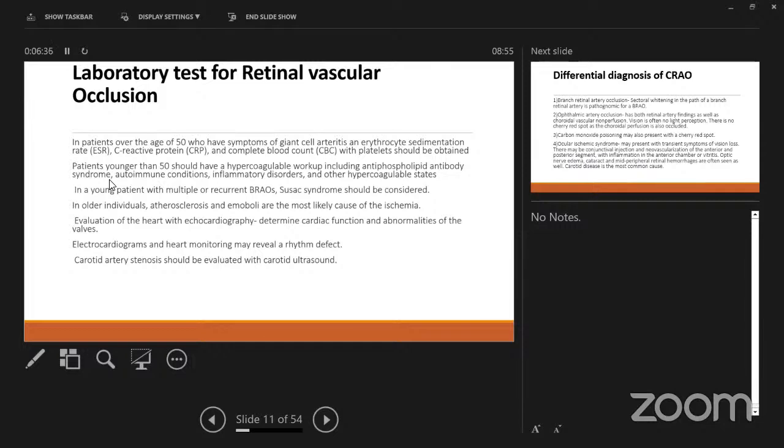Evaluation of the heart: echocardiography for determining cardiac function and abnormality of valves, echocardiograms and heart monitoring for rhythm defects, and carotid artery stenosis should be evaluated with carotid ultrasound.